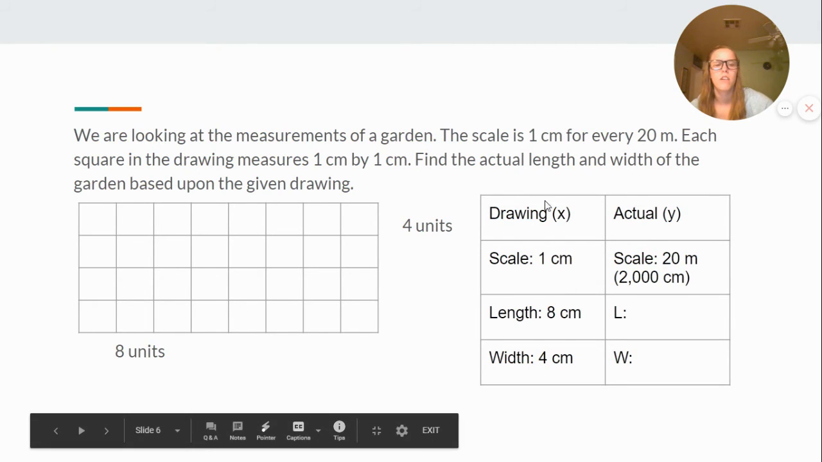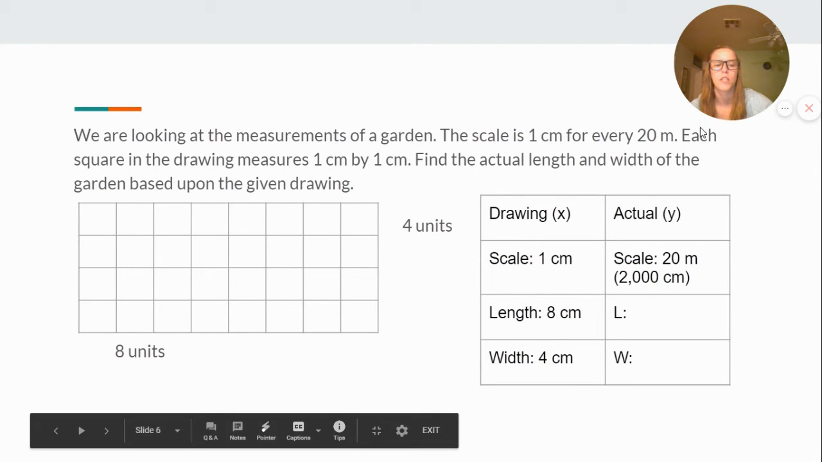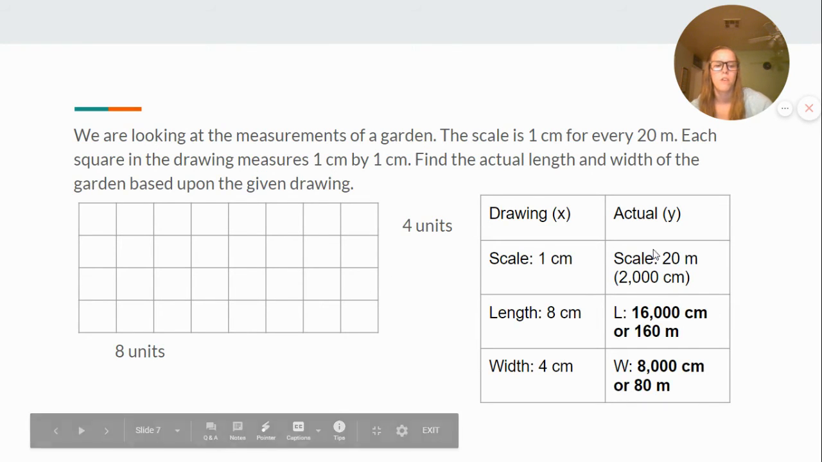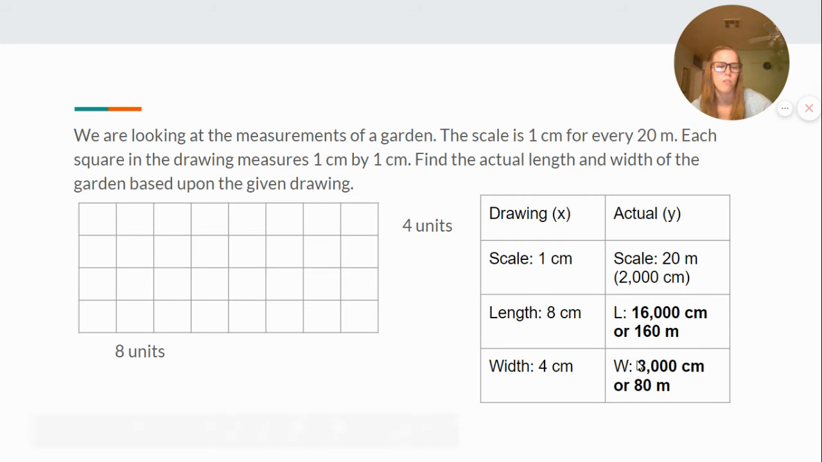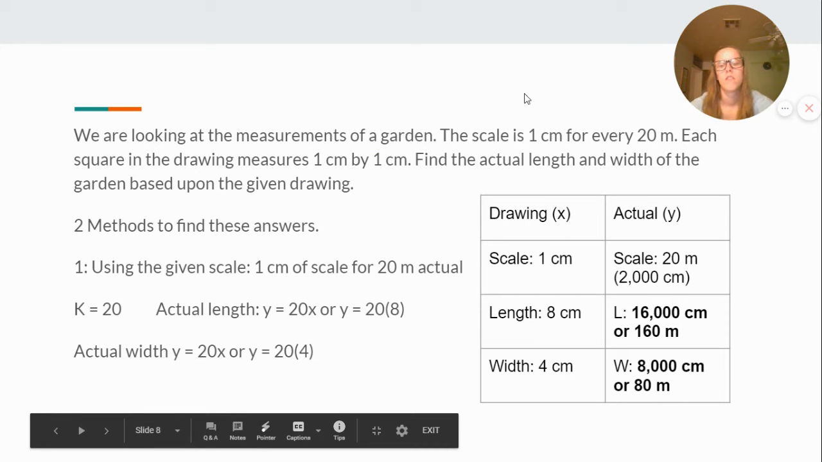So here we have our drawing, which is x, the scale of 1 centimeter, the length is 8 centimeters, and the width is 4 centimeters. And the scale is 20 meters, because 1 centimeter is every 20 meters, or 2,000 centimeters. So we're looking to find the length and the width. So we take 8 times 20, we get 160 meters, or we could take 8 times 2,000 and get 16,000 centimeters also. Same with the width. 4 times 20 is 80 meters, or 8,000 centimeters. Okay? And then that's how we find it.